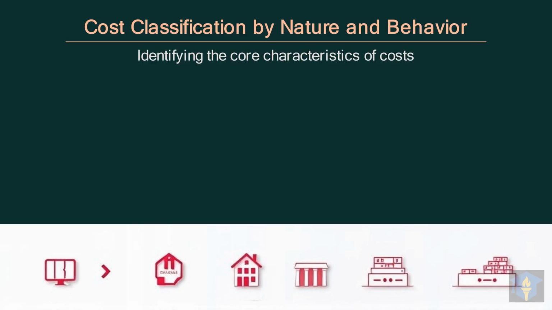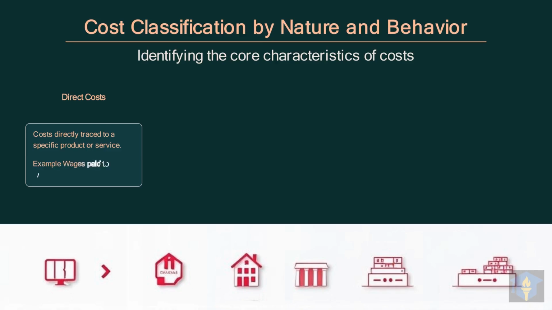Understanding these core characteristics of costs is crucial for effective financial management and analysis. First, we have direct costs, which are expenses directly attributable to a specific product or service. These are costs that can be clearly and easily traced to the production of a particular item or service. For instance, the wages paid directly to workers assembling a car are a perfect example of a direct cost.